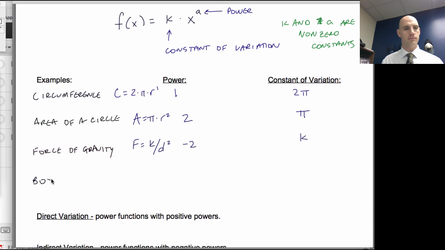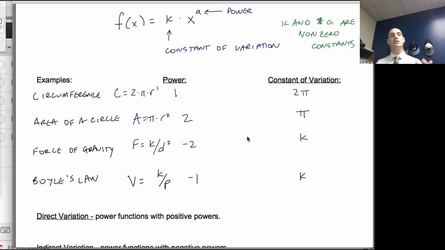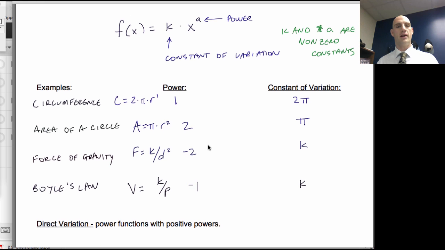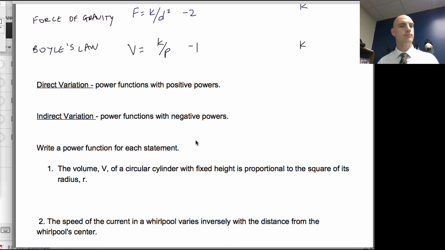Another one is Boyle's law. Boyle's law is V equals K divided by P. Well, in this case, that P on the bottom is a -1 because it doesn't have another power, so it's -1. And then on top, we still have that constant K. And so being able to look at these formulas and say, what is my variable that goes in? What is the thing that changes? What's the power on it? And also, what's that constant that we're multiplying by is the key to power functions.